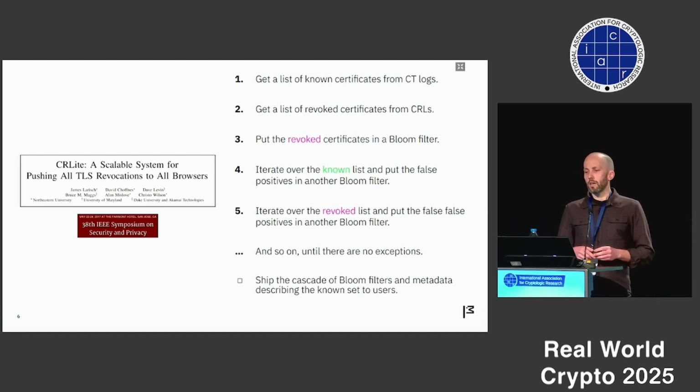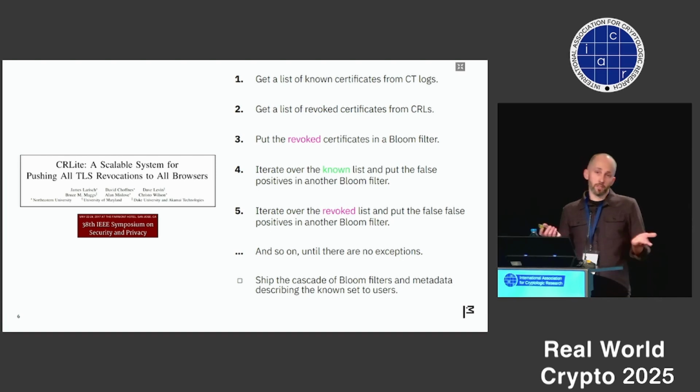So you have one party that's going to play the role of an aggregator and try to get a global view of the web PKI. That aggregator is going to go and get a list of known certificates from certificate transparency logs, and then they're going to get a list of revoked certificates from CRLs. They're going to take all of the revoked certificates and put them in a Bloom filter. And if you know anything about Bloom filters, you know that they have one-sided error. So it's possible that you take a non-revoked certificate, query it against the Bloom filter, and it shows up as revoked. Okay, we don't want that.